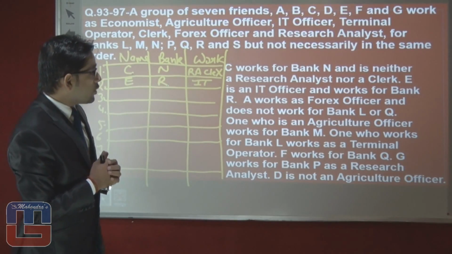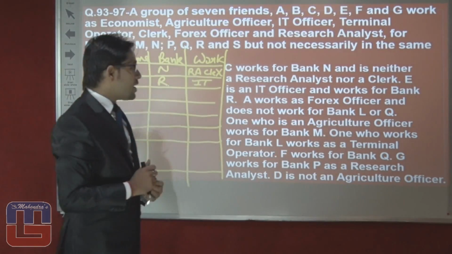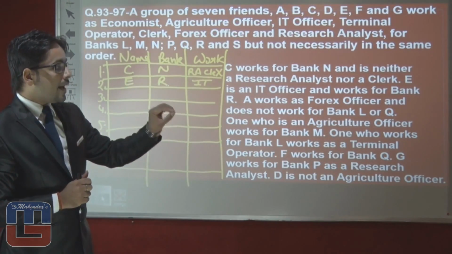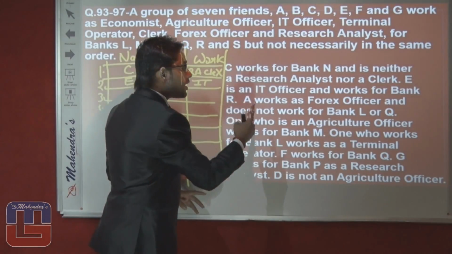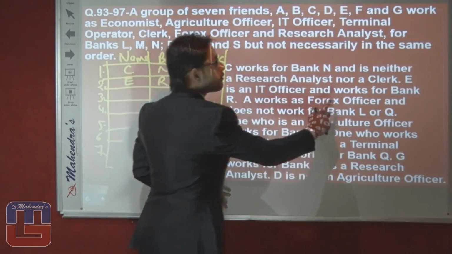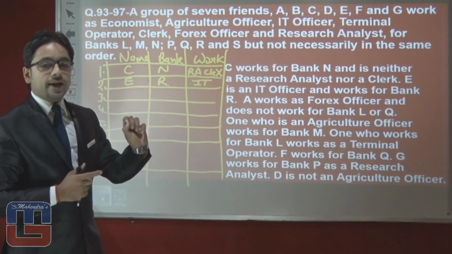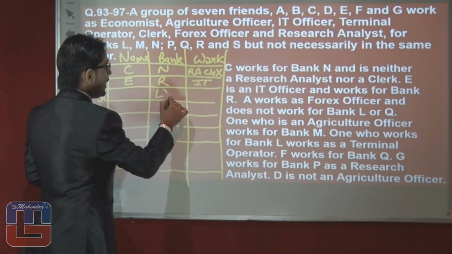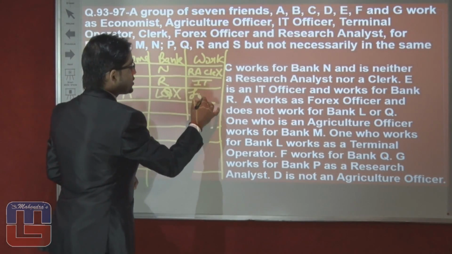Next statement, if we go through it, A works as a forex officer and does not work for bank L or Q. Again we are mentioning that 2 positive statements are given. A works as a forex officer and he does not work in bank L or Q.